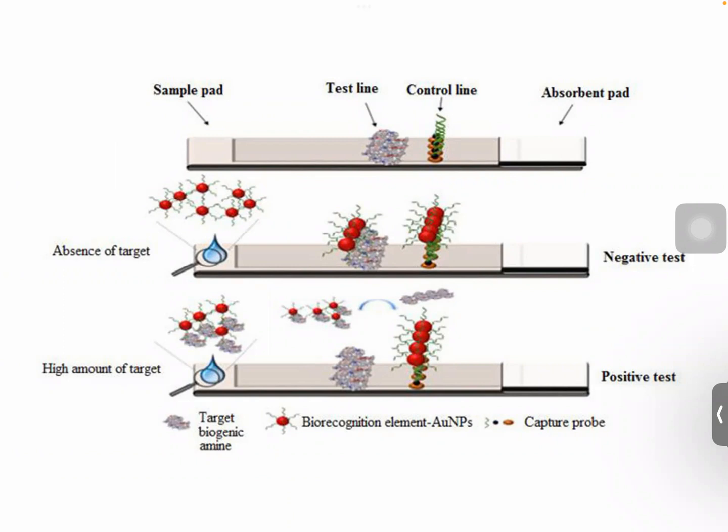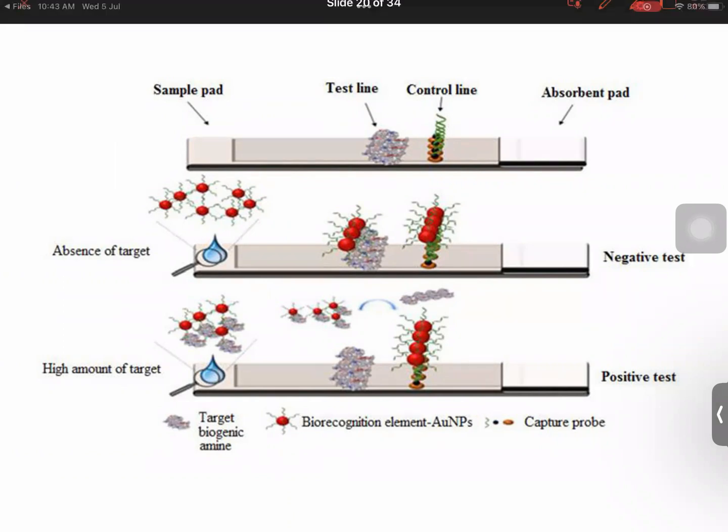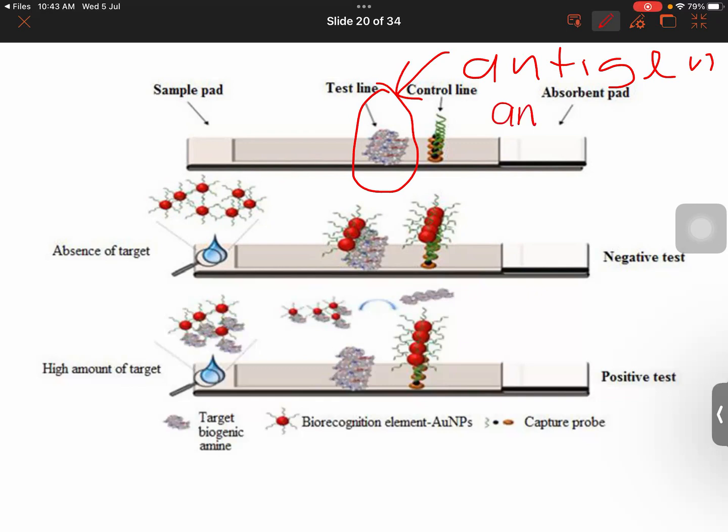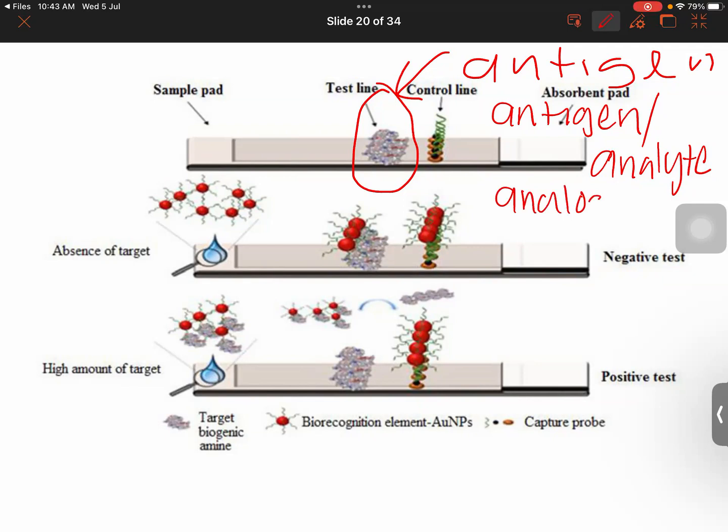So this one is the competitive test. Okay, so what's the biggest difference in the competitive test? Instead of using antibody here, because the normal sandwich uses antibody, we use the antigen itself. Okay, the sample, the analyte or the antigen, or the analyte itself as the bioreceptor. And of course, it's quite difficult because sometimes we can use the analog of the antigen, okay, to be the capture bioreceptor.